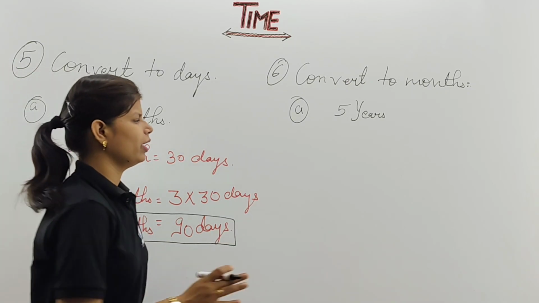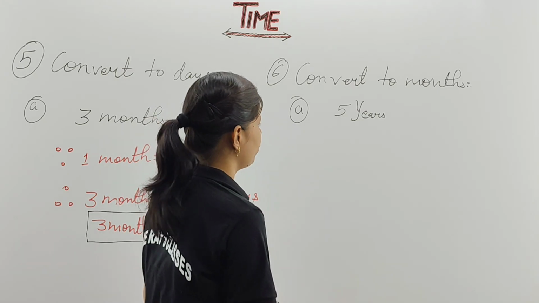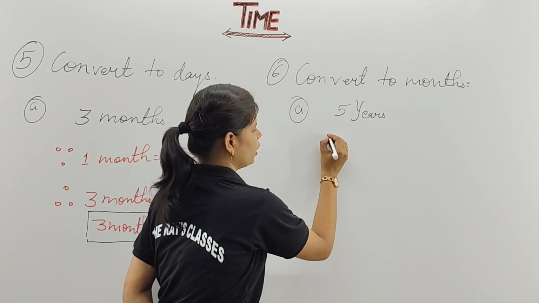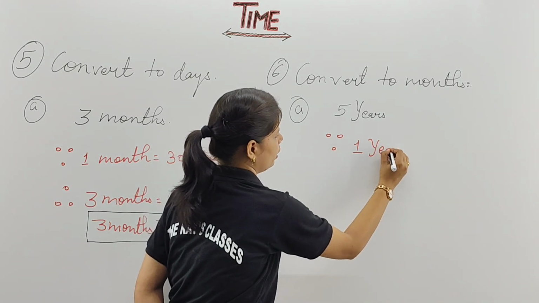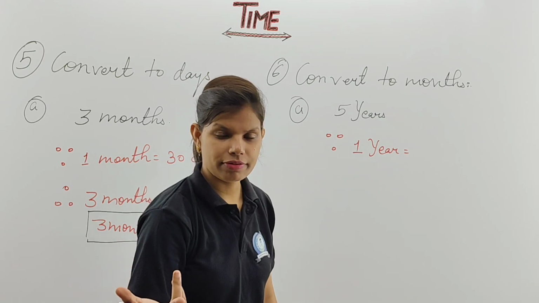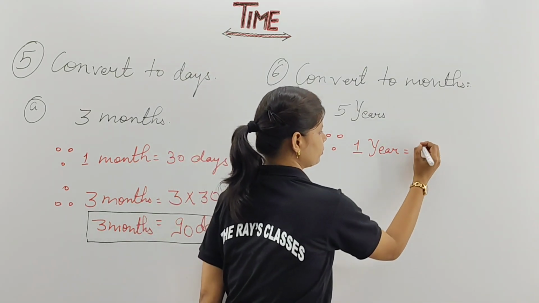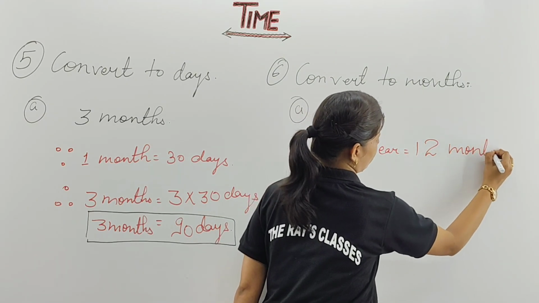Clear? Now let's move to the other part. Here another conversion we are going to use. Like we are having 5 years, no? Now you have to convert into months. Can you please tell, since 1 year is equal to how many months we are having? How many months? Any answer? Okay. I think you will give your answer in the comment section. 12 months.